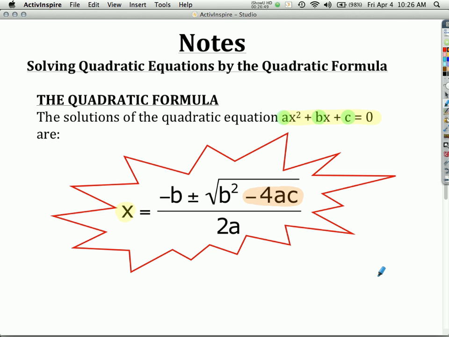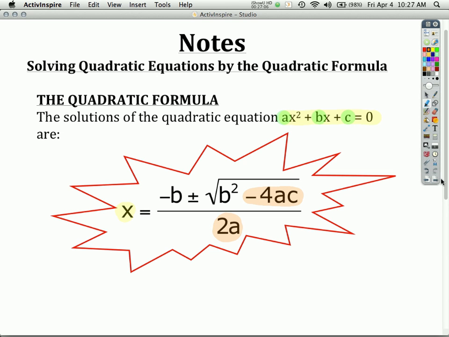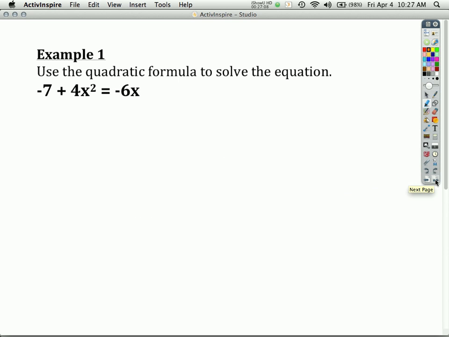One other smaller area of concern is I have a few students who forget to do that part. They start focusing on this complicated looking thing so much that they forget to divide by 2a. But don't worry, we'll get to all that. So we're going to jump right in and solve an equation.